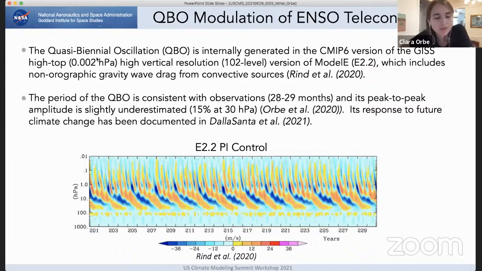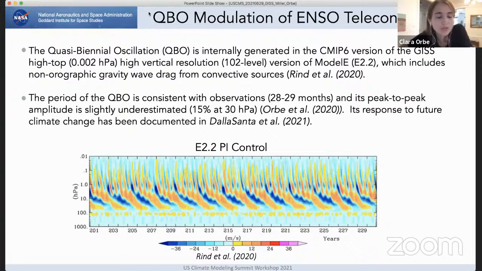Now I'm going to be talking about some work that we've been focused on using the high vertical resolution version of Model E. This model is called E2.2, and there are 3 references listed on this slide, which document the behavior of that model, both in historical pre-industrial control as well as in some future increased CO2 simulations as submitted to CMIP6.